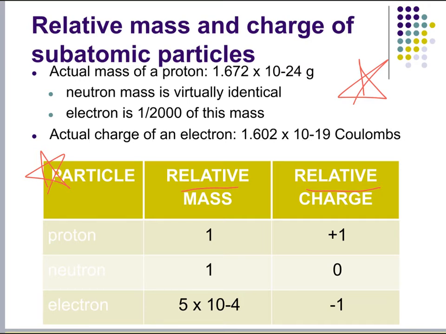So looking at mass first, the mass of an actual proton is 1.672 times 10 to the negative 24th grams. That should be a superscript. But we always say, in relation to the atomic number or mass number, that that's just a 1. So that is a translation to the relative mass.